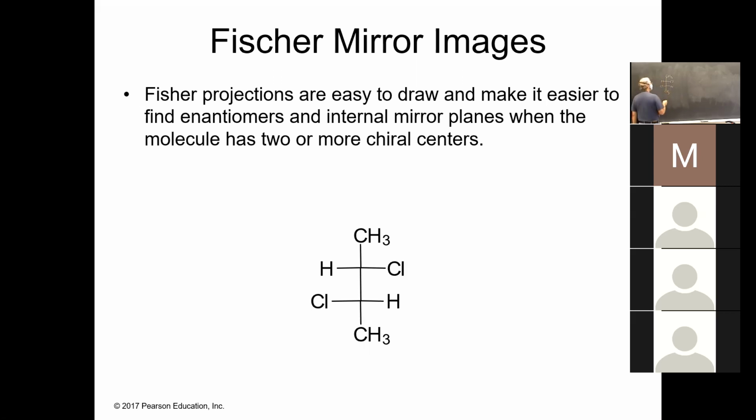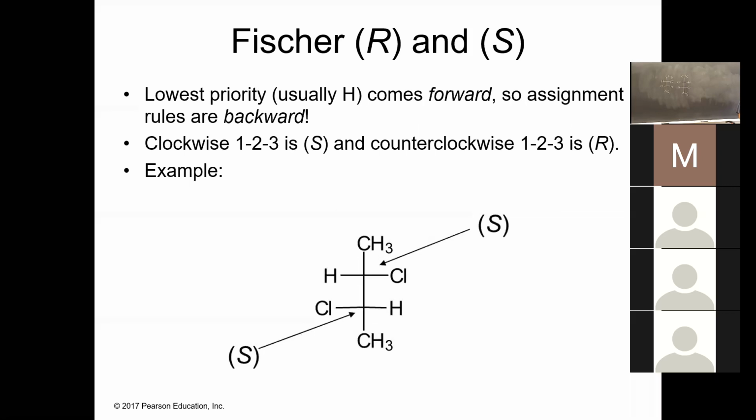Okay, so to make the enantiomer, we invert both of the chiral centers. So this is the mirror plane. This is a reflection of the original molecule. Okay, and it turns out that these are both S.